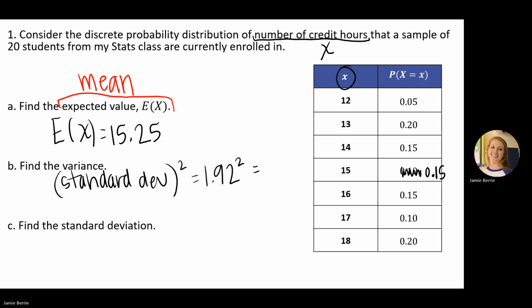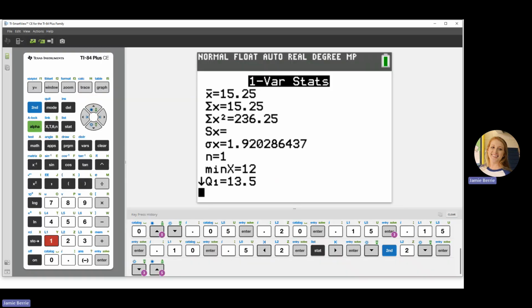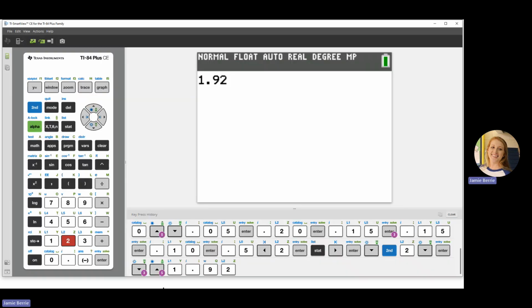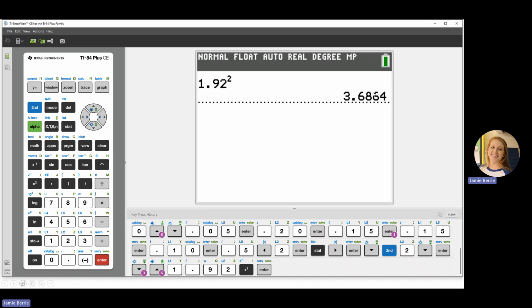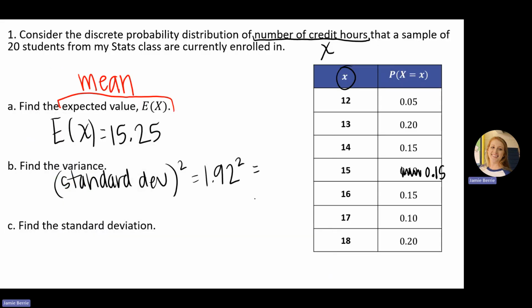All right, grab our calculator again. 1.92. Squared button is right here, diagonal up from the 7. All right, so we'll say 3.69, rounding that up because that 6 tells us to bump that 8 up to 9. All right, so 3.69. Okay, let me circle that one as well.